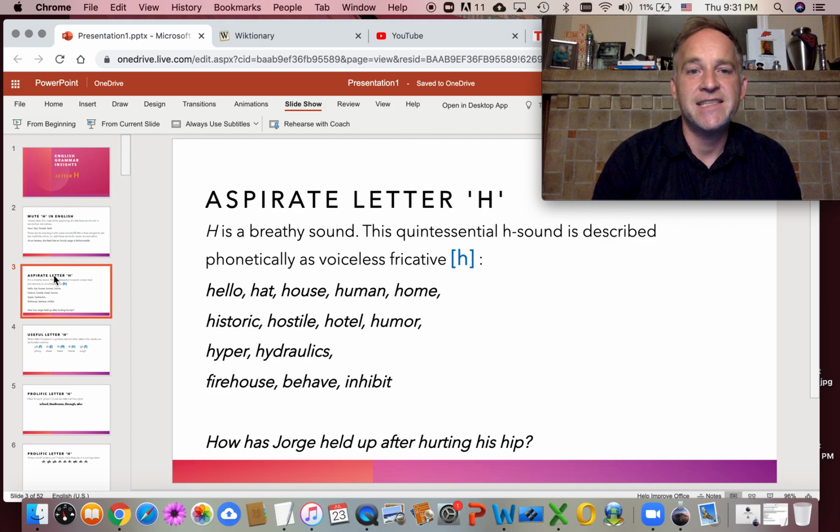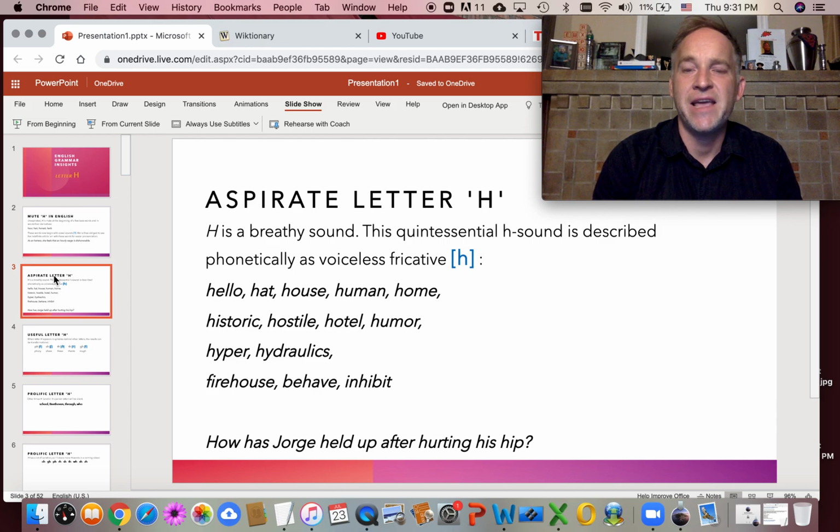Let me read these words to you. Hello, hat, house, human, home. So these are words that come from old roots. These are Germanic words or possibly even Indo-European words, some of them. Historic, hostile, hotel, humor. These are words of Latin and even French origin. Hyper, hydraulics. Of course, Greek origin with these.